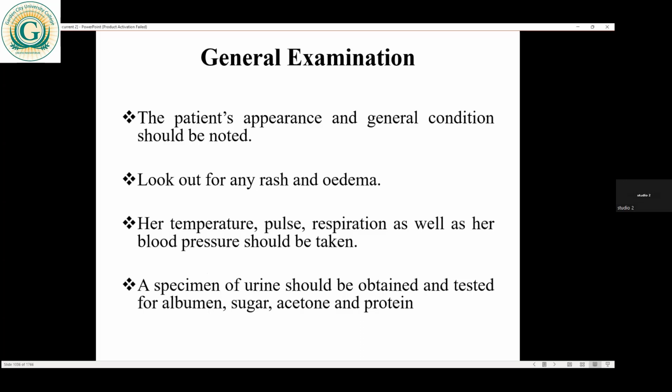Then you do your general examination: appearance, general condition of the woman who has entered the labor ward. Look out for rashes and edema, if any. Temperature, pulse, respiration, as well as the blood pressure should be taken. The specimen of urine should be obtained and tested for albumin, sugar, acetone, and protein. All these have to be tested in the general ward.